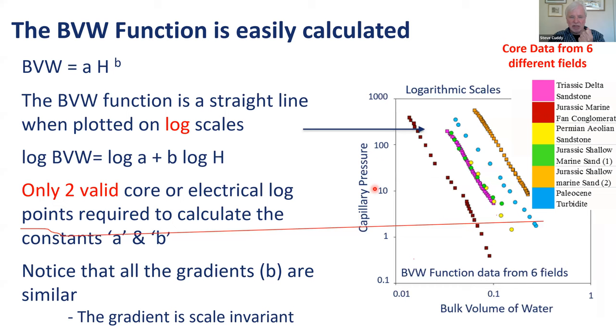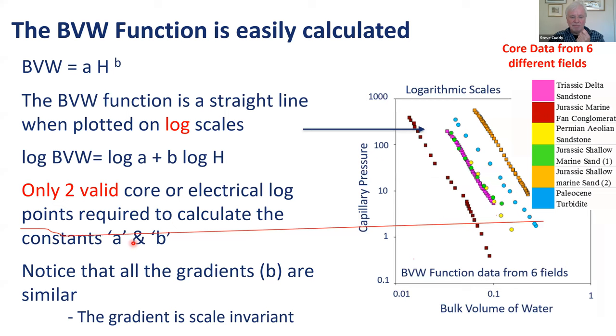Now what I'm plotting here is six different fields, which are very different depositional environments, with different types of fluids. But what you see is that they're all straight lines. So to define a line, for two parameters, we only need two valid points. So even though the client has taken hundreds of points in this reservoir at a great expense, only two good points were required to define the function, the constants A and B.